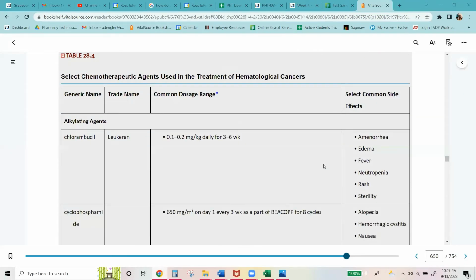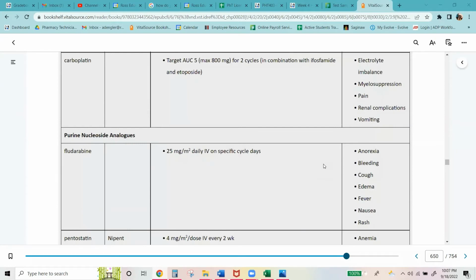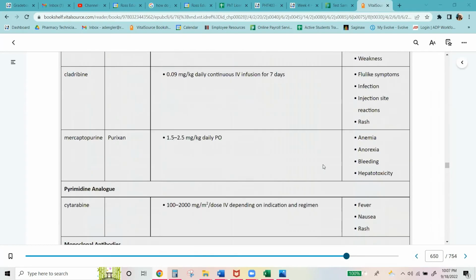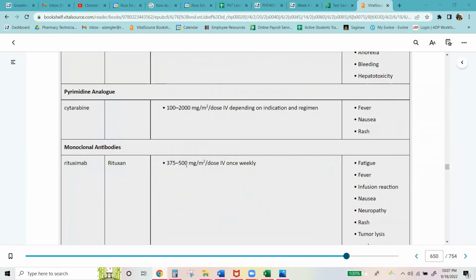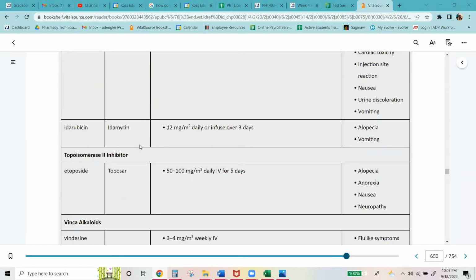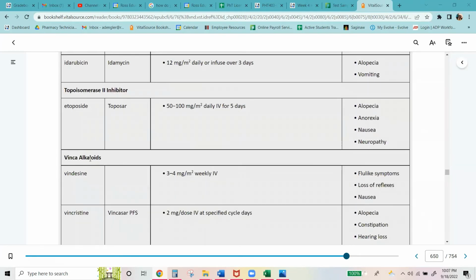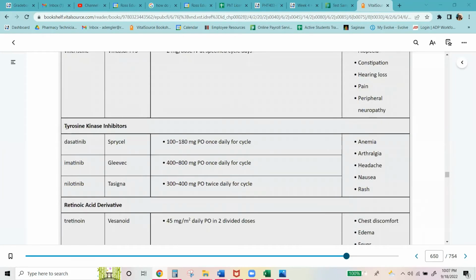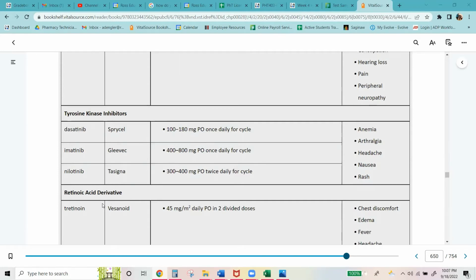We have alkylating agents, purine nucleoside analogs, pyrimidine analog, monoclonal antibodies, anthracyclines, idarubicin. We have the class topoisomerase 2 inhibitors. We have vinca alkaloids. We have tyrosine kinase inhibitors. We have retinoic acid derivatives, antimetabolites.